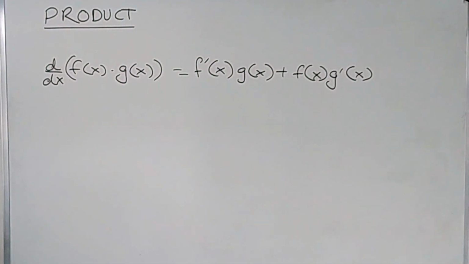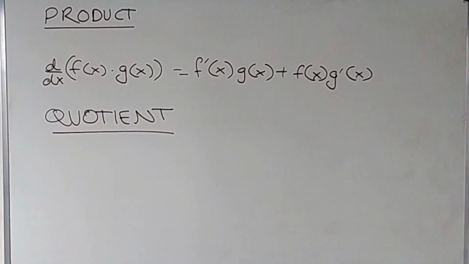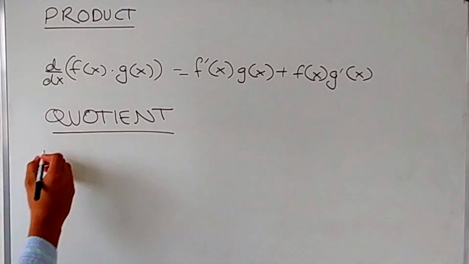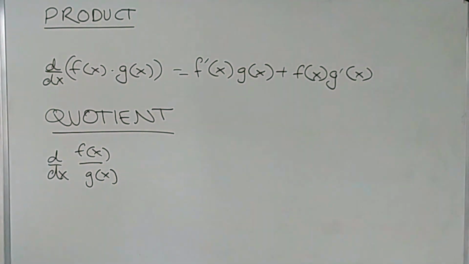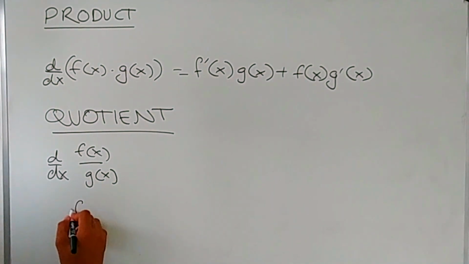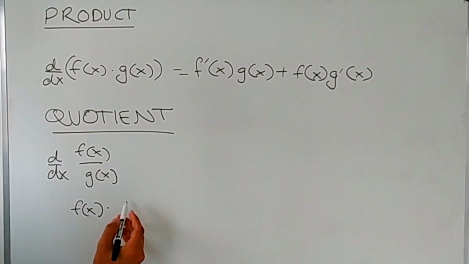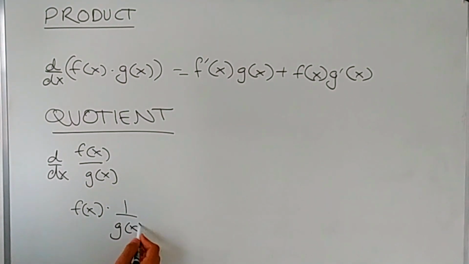So now, the quotient rule. This is actually a little bit tricky because it's not as simple as saying f prime of x times g of x minus f of x times g prime of x. It's actually a little bit harder than that. And that is because if we, let's say, have something like this over here, we're basically trying to say f of x multiplied by 1 over g of x.